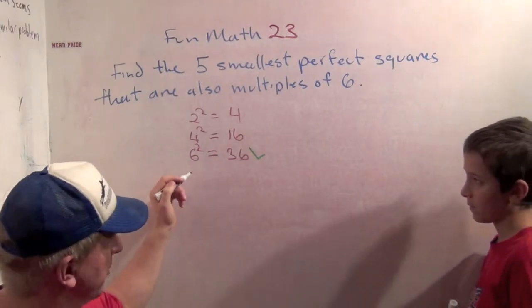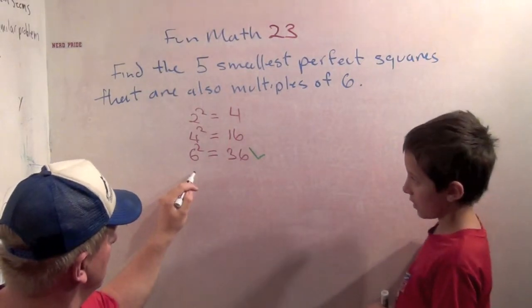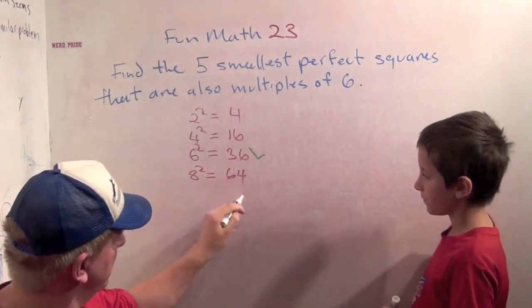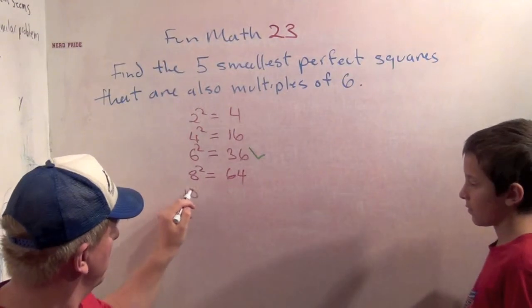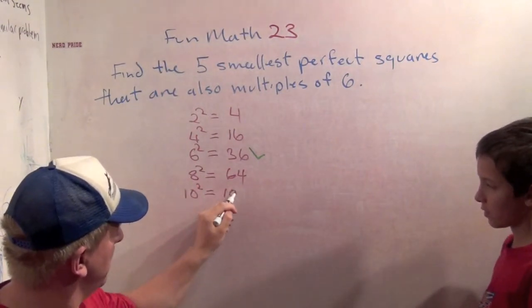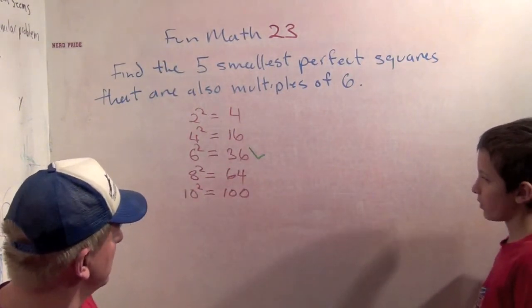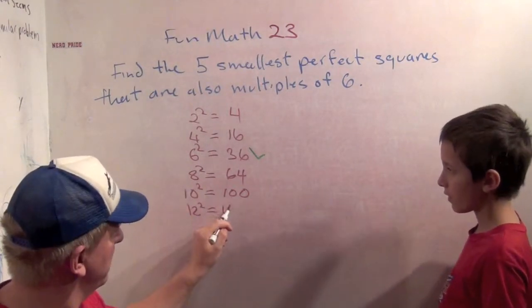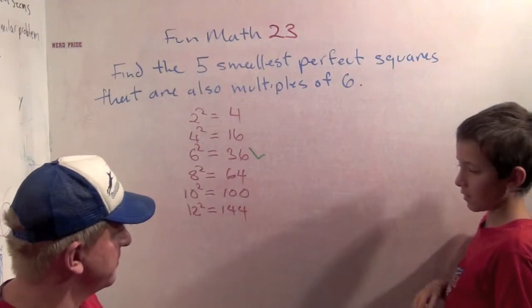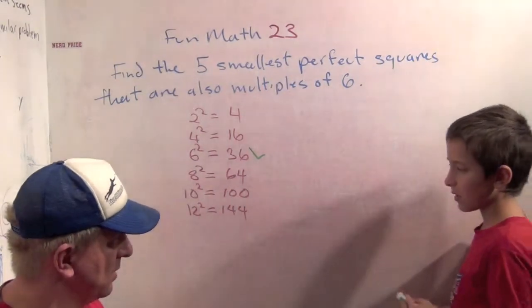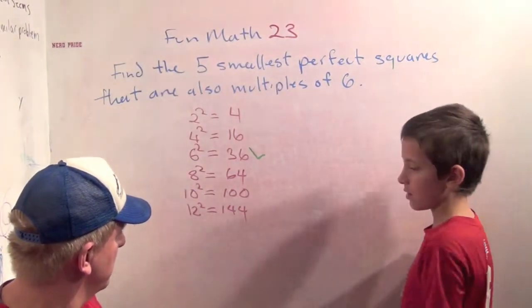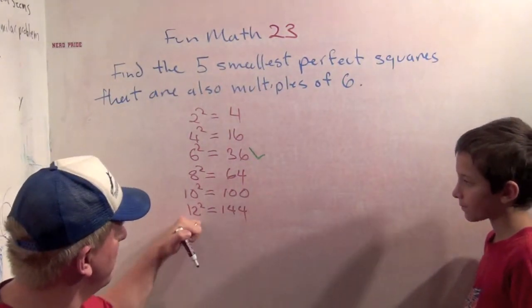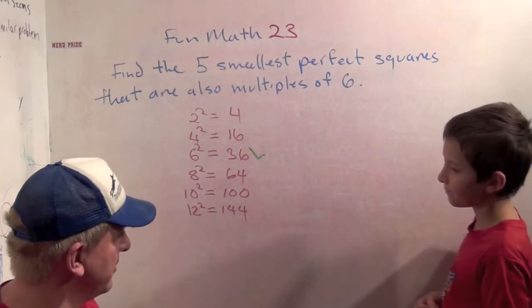So we're going to look for a pattern. 8 squared is 64. Is that a multiple of 6? No. 10 squared is 100. Is that a multiple of 6? No. 12 squared is 144. Is that a multiple of 6? Yes. Why? Because 12 is 2 times 6, so 12 squared is definitely going to be a multiple of 6.